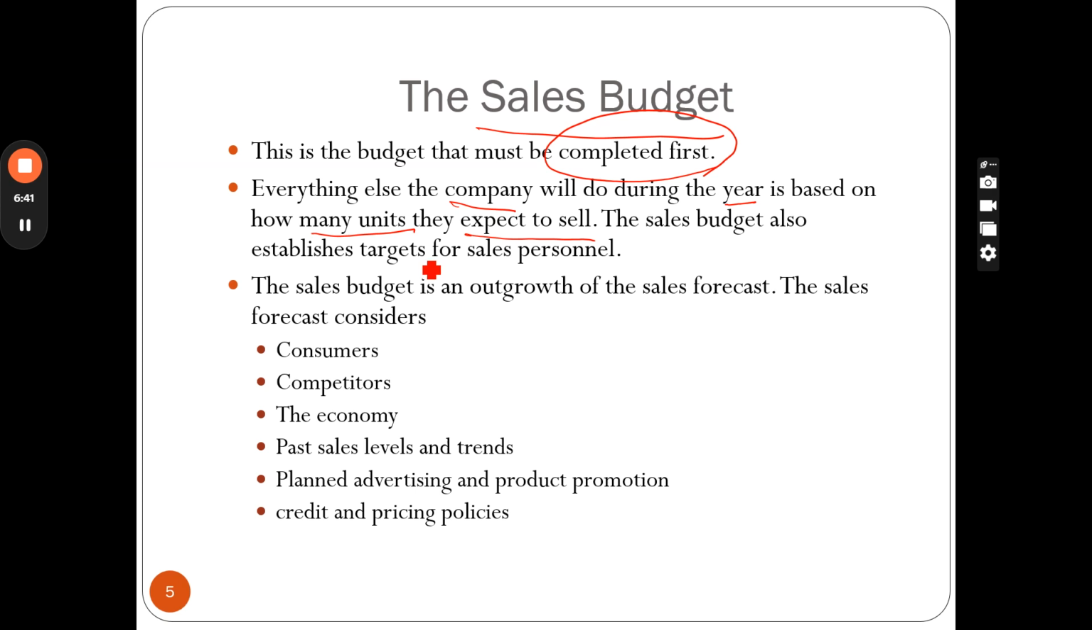And also this is establishing targets for sales personnel. So every sales manager will have a target. Based on the budget, we are going to sell 1 million units of X product, and the sales manager knows that this is my target. If I am not able to reach this budget on a monthly basis, then I have to make some changes.